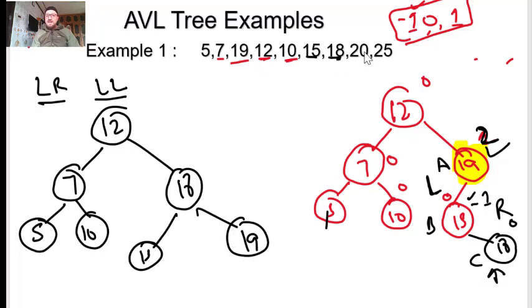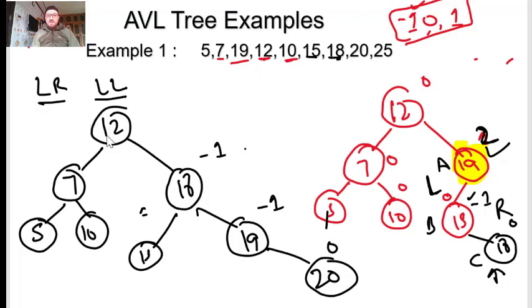Now after 18 comes the 20. Where does the 20 go? 20 is greater than 12, greater than 18, greater than 19, so 20 is here. So check the balance factor. The balance factor will be 0. For this it will be 0 minus 1, negative 1. For this 18, it will be 1 on this side and 3 and 2 on this side, so 1 minus 2 is negative 1, no problem.